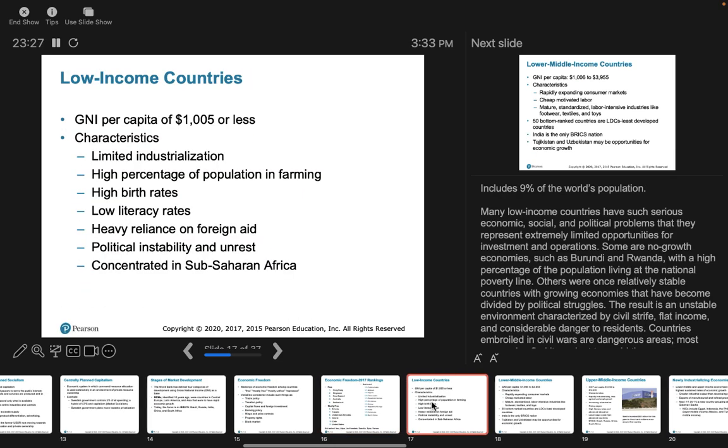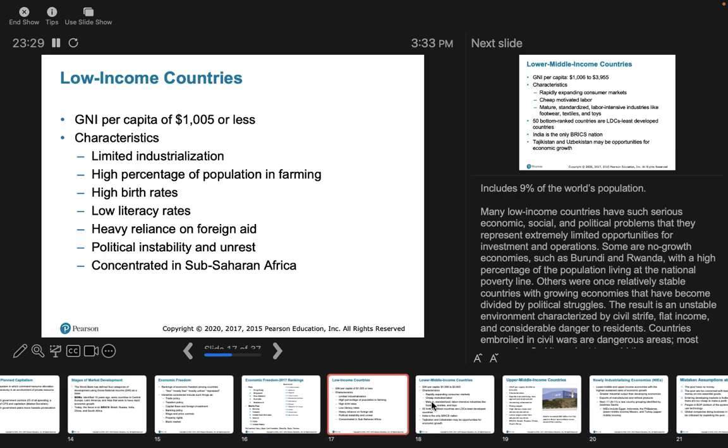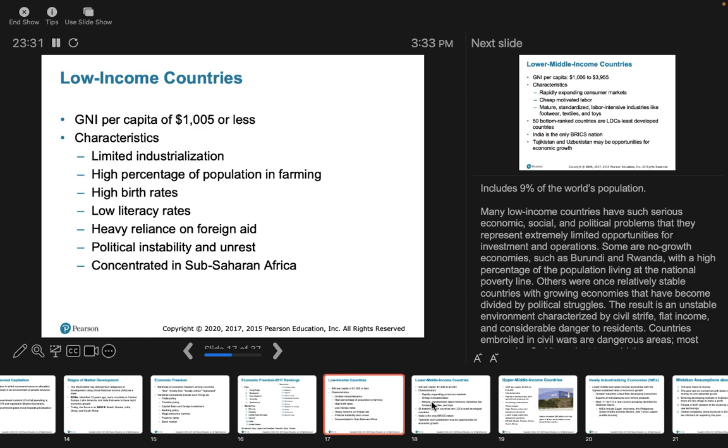Then moving on, we're going to look at low income countries. When we talk about low income, we are looking at the GNI, gross national income per capita, of $1,005 or less. Now, how do you know a low income country? What are the characteristics to look at?